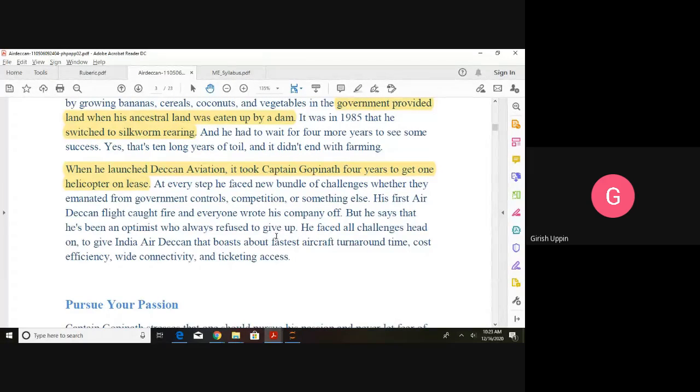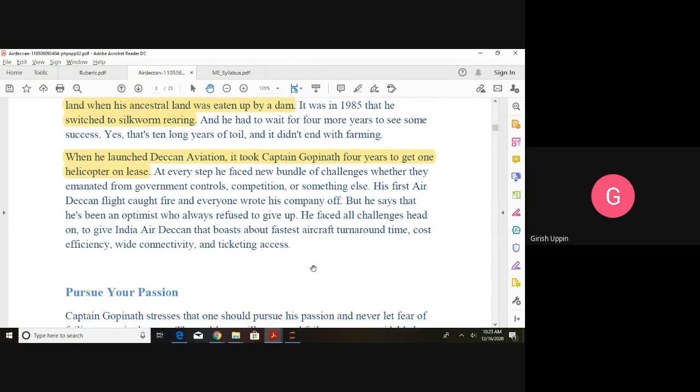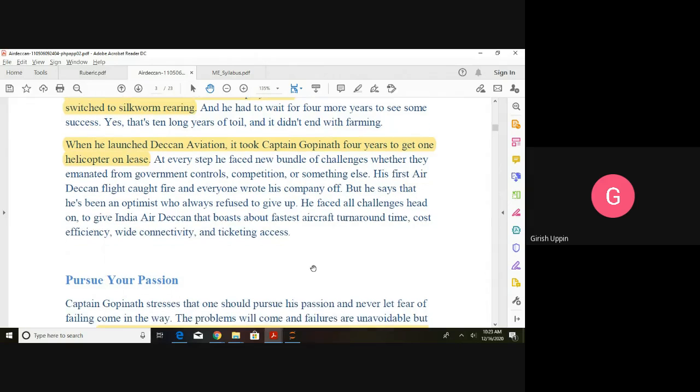They take failures as lessons and challenges, they learn from those challenges, and they come up with something else. So they never give up. He faced all the challenges head on to give India Air Deccan, which boasts faster aircraft turnaround time, cost efficiency, wide connectivity, and ticketing access. That is how he was able to give India Air Deccan.